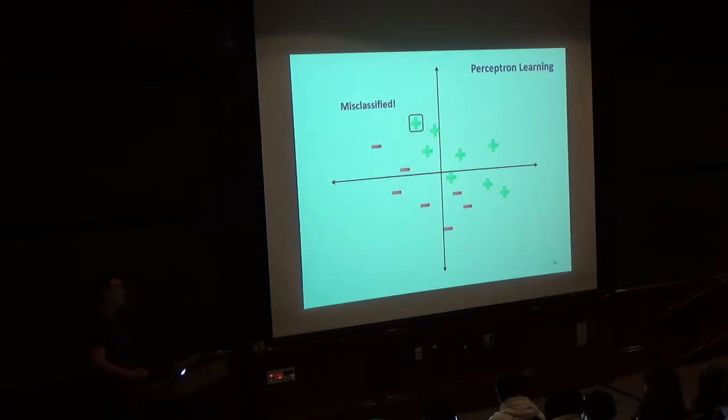Let's pick this one. By default, the first one is always going to be misclassified because the sign of 0 is 0, which is unequal to 1 or negative 1. So by definition, the first example is always misclassified. We're going to move the tangent vector, W, in the direction of this data point because it's a positive data point. And now here's our new hyperplane.